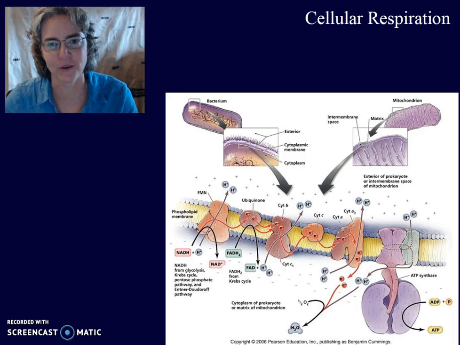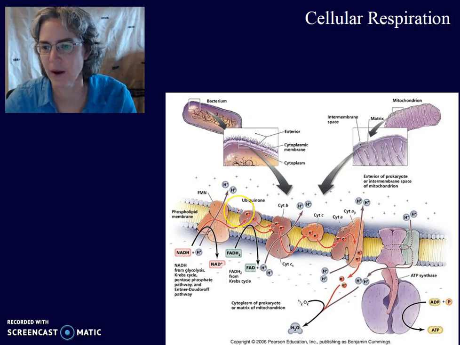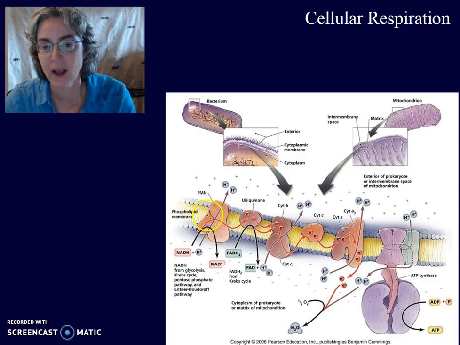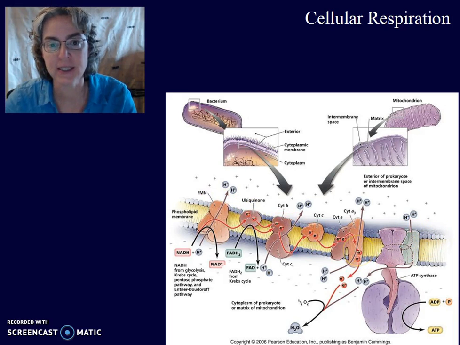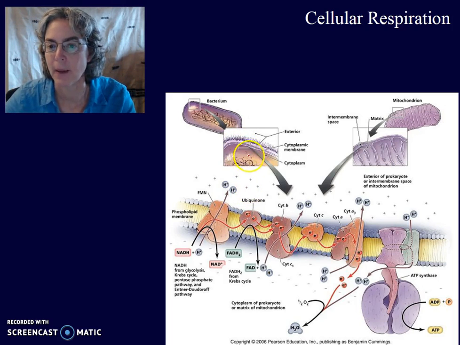Okay, and this is really cool. So what's going on here? This picture, there's a lot to it. First thing you'll notice is these are proteins in a membrane. So they are in the inner membrane of the mitochondria in eukaryotes. This also happens in the cytoplasmic membrane of bacteria or eukarya. So it doesn't have to be in an organelle. This happens in both eukaryotes and prokaryotes.